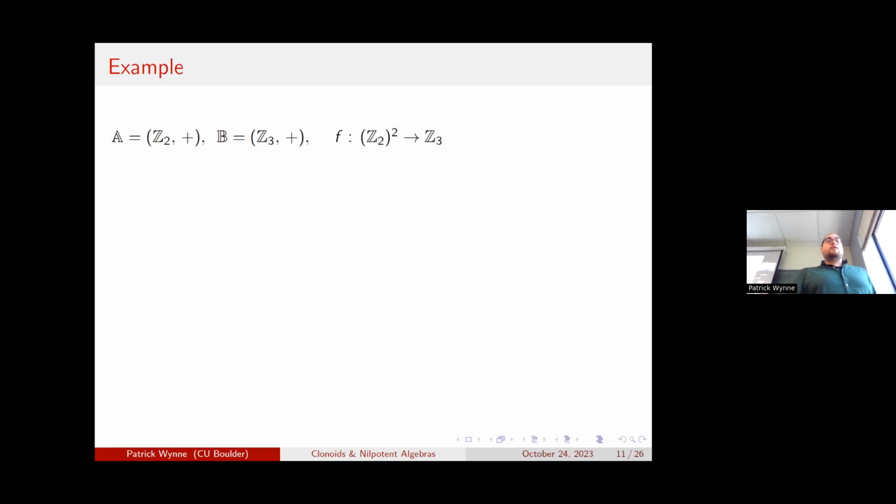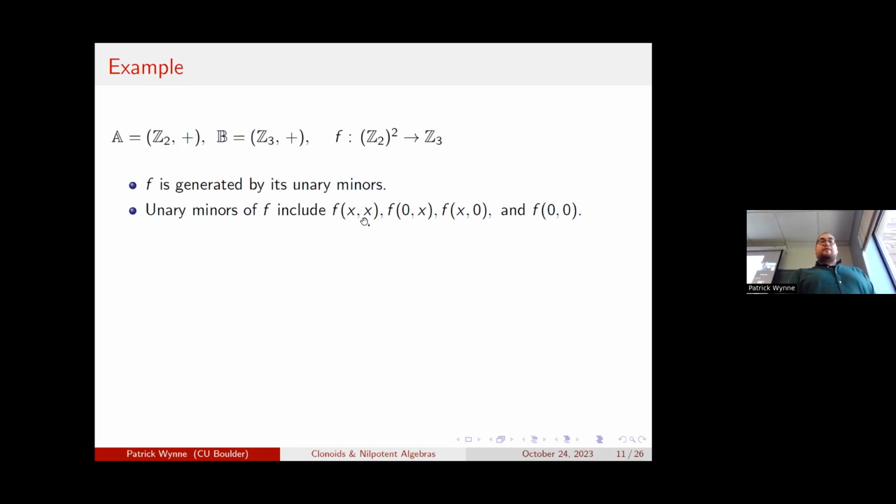Okay, so I'll just sketch an example for A equals the integers mod 2 and B the integers mod 3, just as abelian groups. If we take a function f of arity 2 from A into B, then our theorem says that f is generated by its unary minors. Here by minor, I just mean the unary functions in the clonoid generated by f. So we look at the clonoid generated by f, all of the unary functions there, and we'll call them unary minors of f.